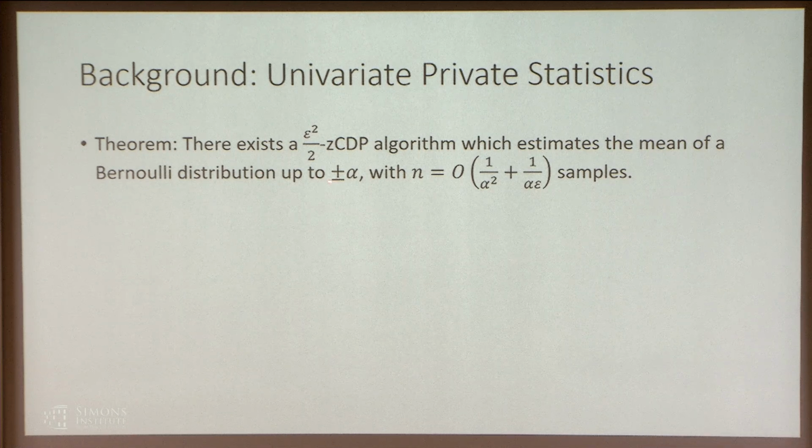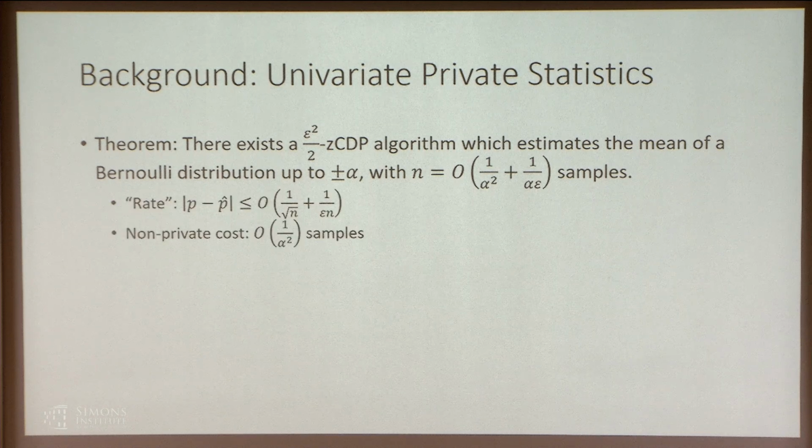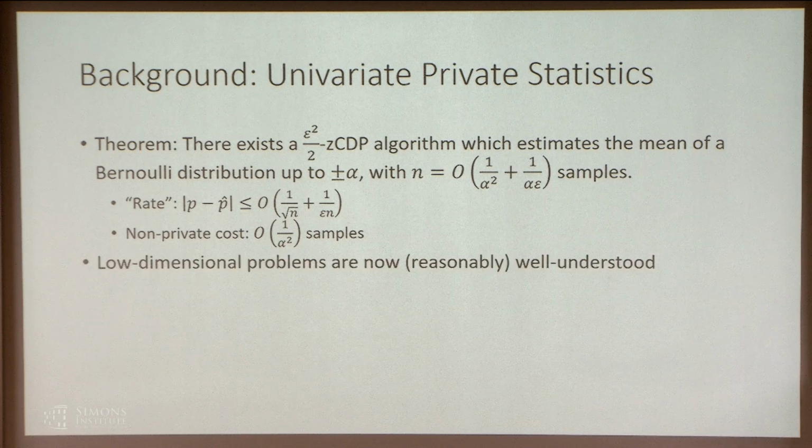So this will give us something which is accurate up to plus or minus alpha. And if you prefer rates, this might be a term you're more used to. But I want to compare this with the non-private cost, which is 1 over alpha squared. So you can see this 1 over alpha epsilon is the additional cost due to privacy. So this is the most basic thing, but more interesting settings have been studied. I'd say reasonably well understood, I say this in a theory sense.